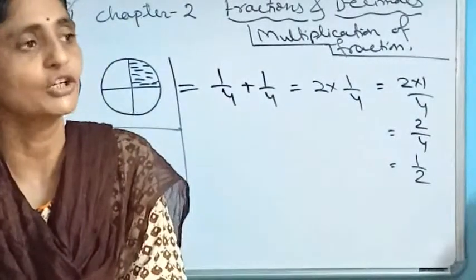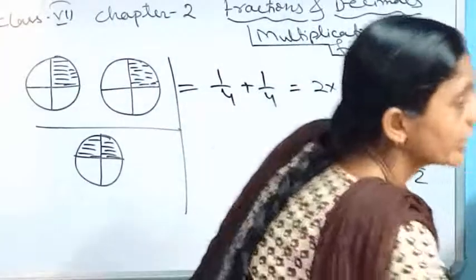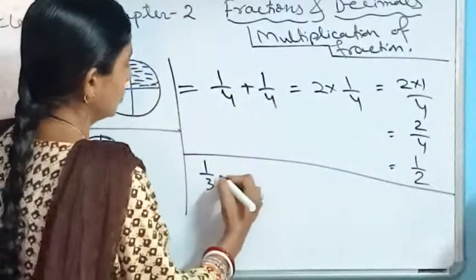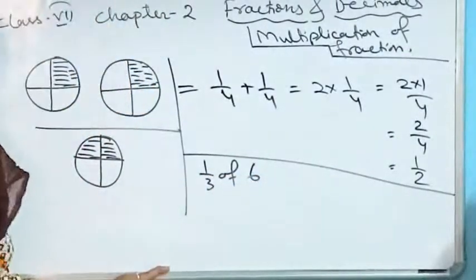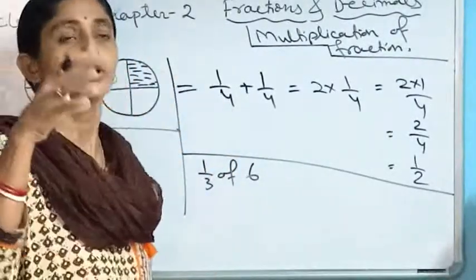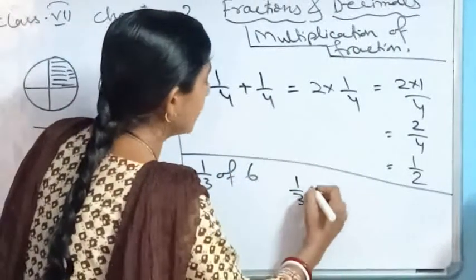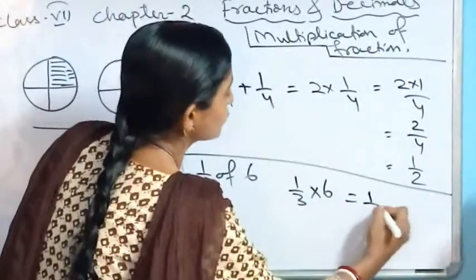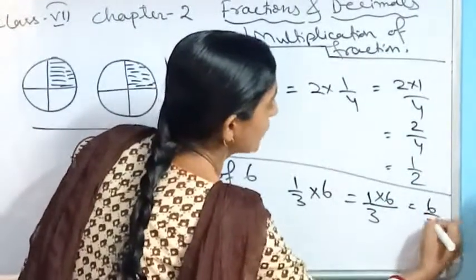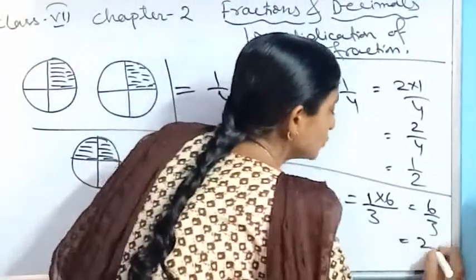Suppose you are asked 1/3 of 6. Yes, 1/3 of 6. How can you write it? Let me write the question here: 1/3 of 6. That means you are asked how much it will be if I take 1/3 from the number 6. It can be written as 1/3 into 6, which is 1/3 into 1 multiplied with this 6. So we get 6/3, and again it will be cancelled because both are divisible by 3. So we will get 2.